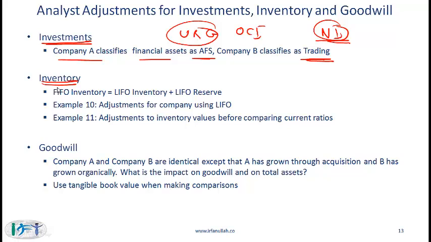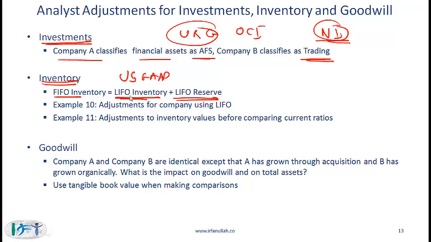Inventory. I have already mentioned this. If you are comparing two companies where inventory is significant, one company uses FIFO, the other company uses LIFO, then we need to make an adjustment. When companies report inventory using LIFO, and this is only allowed in US GAAP, it's not allowed in IFRS, they are required to also provide a LIFO reserve. This is a number that when added to LIFO inventory gives us FIFO inventory.